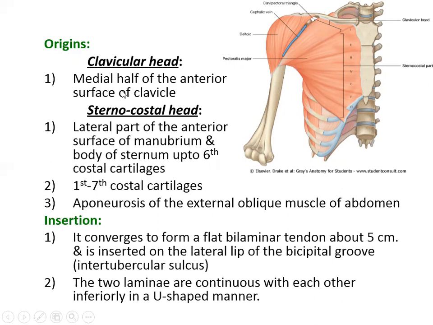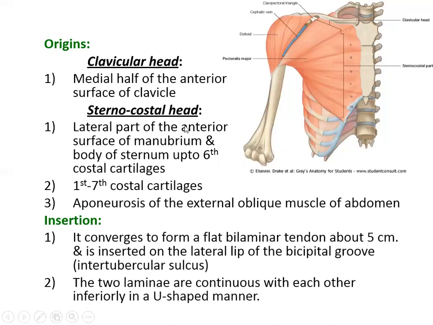The clavicular head will take origin from the clavicle, from the medial half of the anterior face of the clavicle. As you can see here, this whole thing is the clavicle. This is the lateral part and this is the medial part. So this pectoralis major will be taking origin from the medial half of the anterior surface of the clavicle.